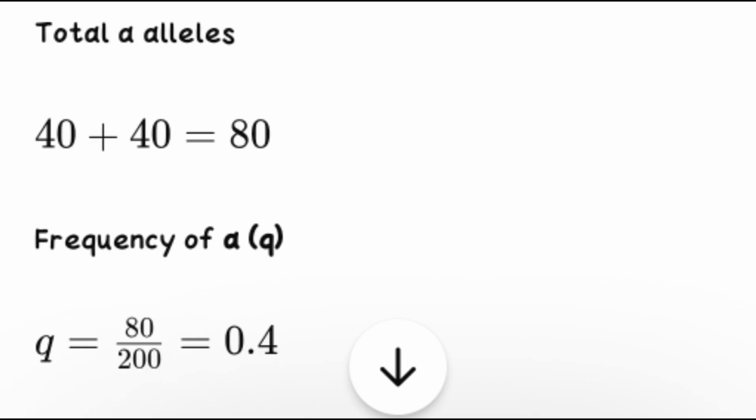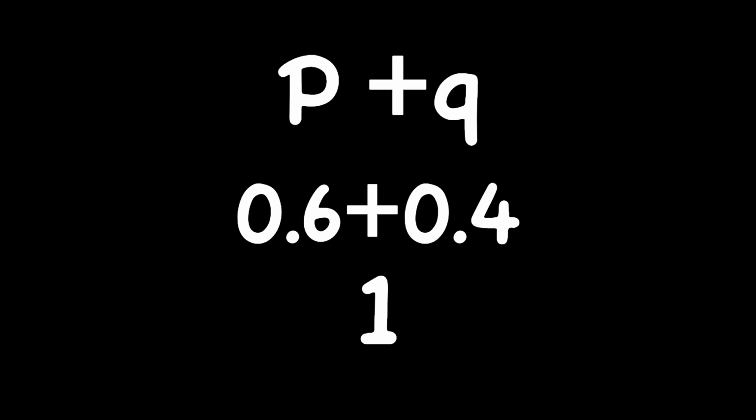So we get the final dominant and recessive allele frequencies. We will add them like 0.6 plus 0.4, which comes out to be 1.